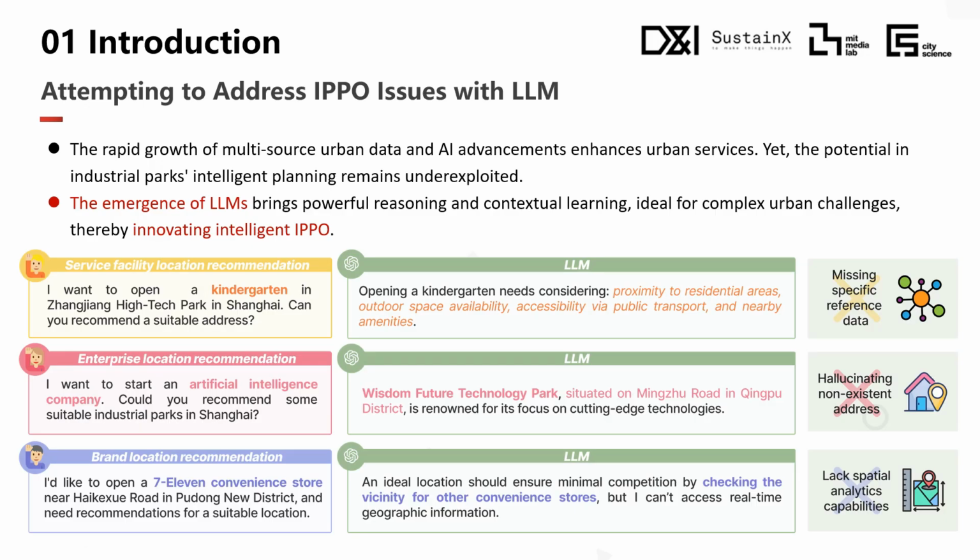We know that the emergence of LLMs presents opportunities but also issues. For instance, if a user queries about opening a kindergarten in Zhangjiang, due to missing specific data, an LLM might only generate general considerations. It could even produce non-existent addresses. Moreover, for brand location recommendation, like deciding to open a 7-Eleven, an LLM may not check the vicinity for competing stores because it lacks spatial association analysis capabilities.